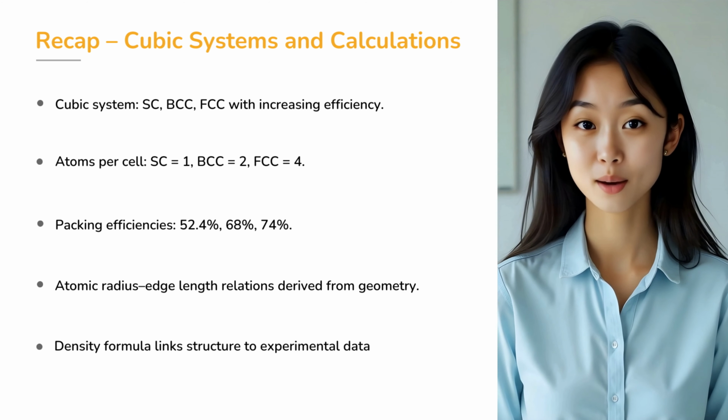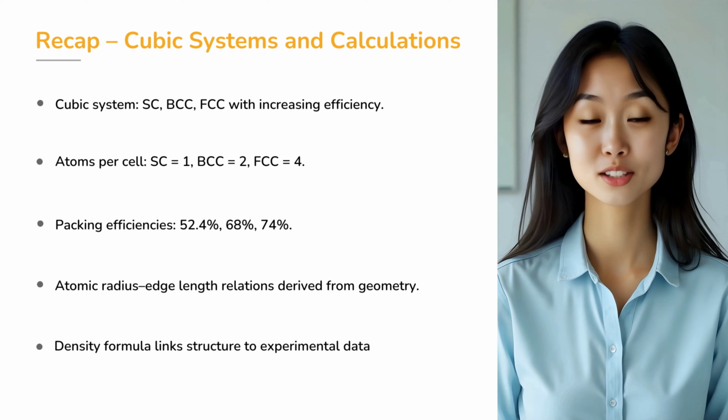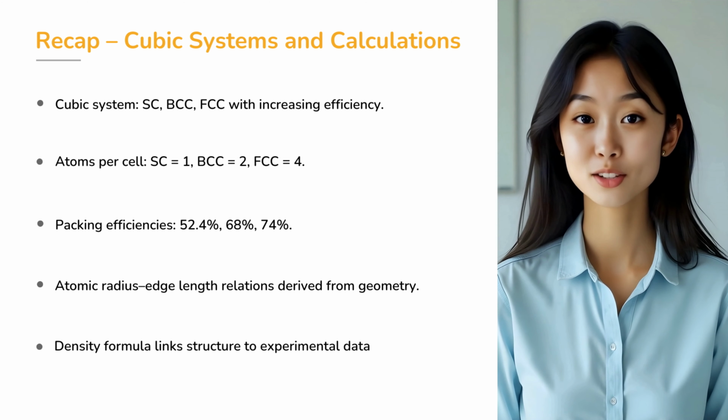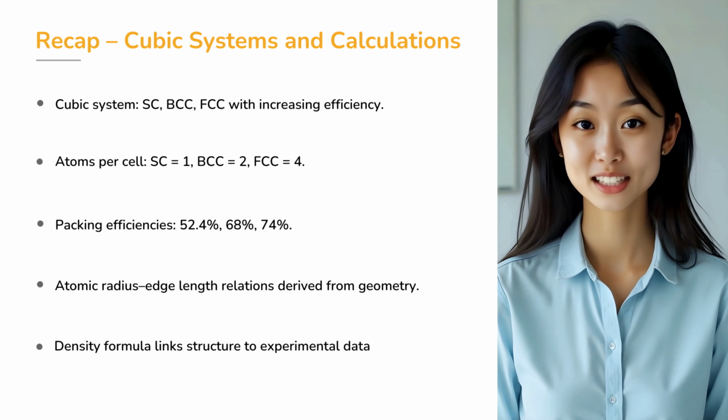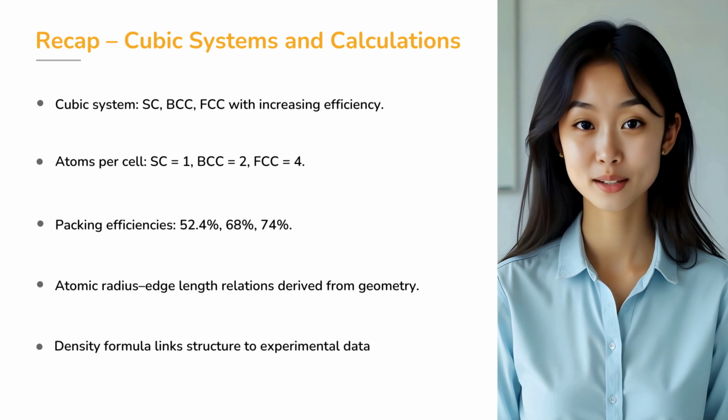So let's wrap this up with a quick recap. We explored the 3 types of cubic systems: simple cubic with 1 atom per unit cell and 52% efficiency, body-centered cubic with 2 atoms and 68% efficiency, and face-centered cubic with 4 atoms and 74% efficiency.